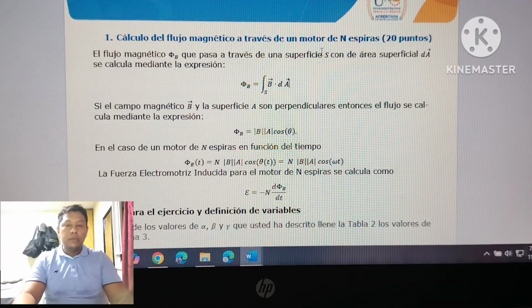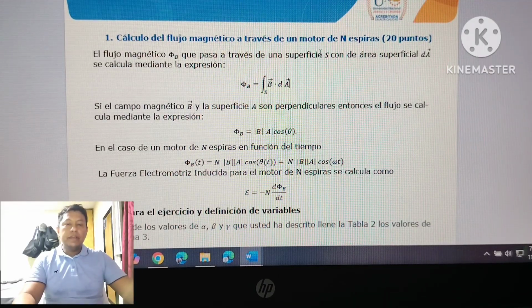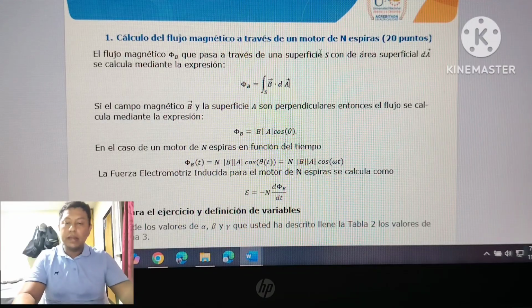Course 24-2024-1. Today we will talk about the calculation of magnetic flux in the motor with turns. General objective of the exercise: to analyze how the magnetic flux and the induced electromotive force behave in a motor with turns as a function of time, using electromagnetic concepts such as magnetic flux, Faraday-Lenz Law, and induced current.